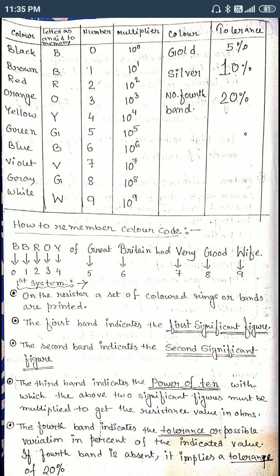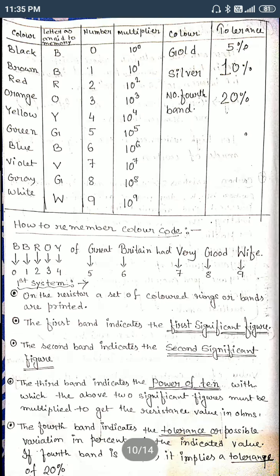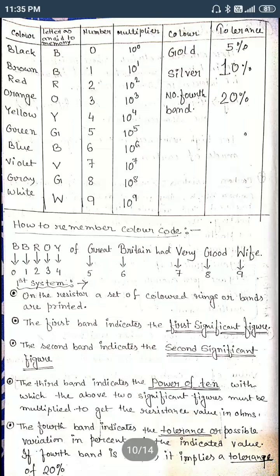So we can find out the color coding of a carbon resistor in two systems. First system: on the resistor, a set of color rings or bands are printed. The first band, here the red, indicates the first significant figure. That means if red is there, the number is 2. If brown is there, the number is 1. If green is there, the significant figure is 5. So whatever the color of the first band, you write that number first. That is called the first significant figure.